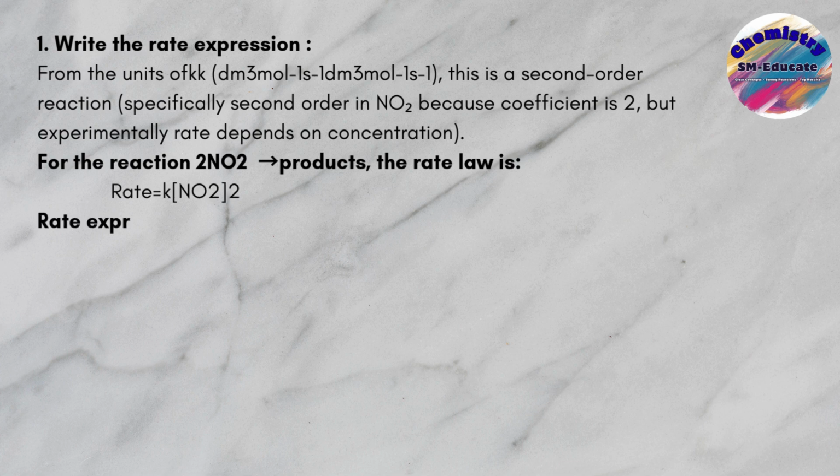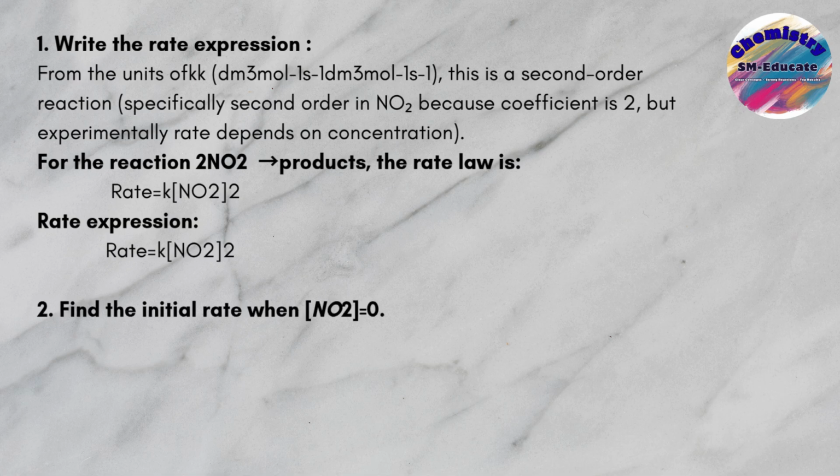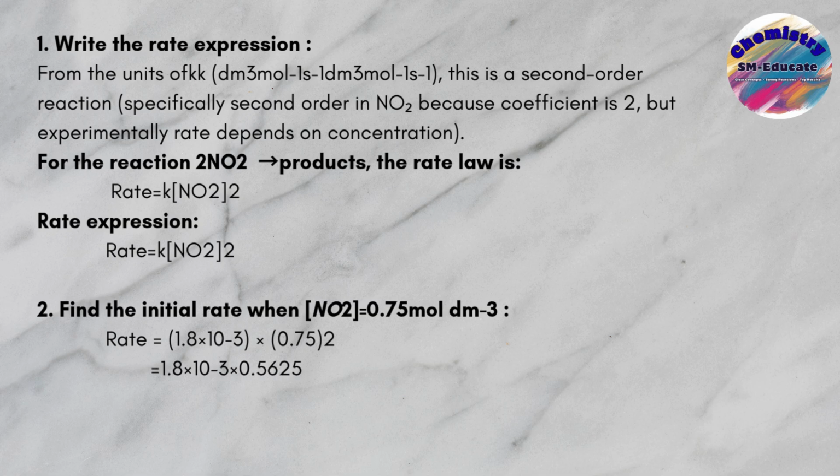Find the initial rate when NO2 equals 0.75 moles per cubic decimeter. Rate equals 1.8 times 10 to the minus 3 times 0.75 squared, equals 1.8 times 10 to the minus 3 times 0.5625, equals 1.0125 times 10 to the minus 3.